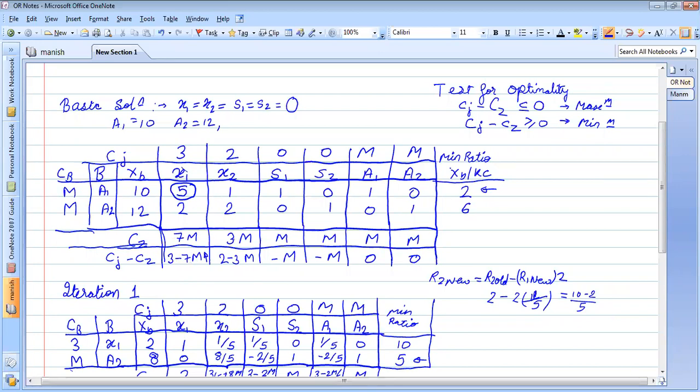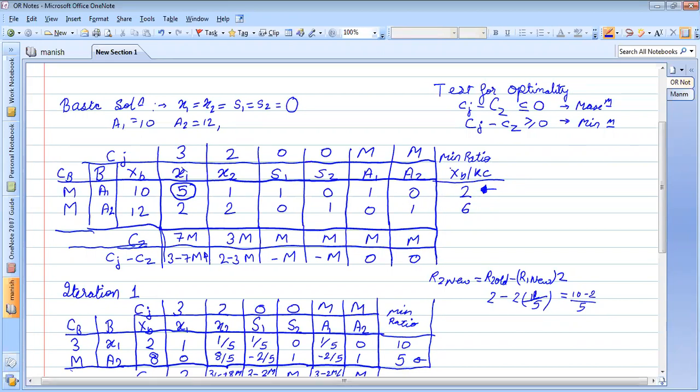So this becomes the key column. Now we have to calculate the key row. For the key row, we calculate xb divided by kc. This is 2, this is 6, which is the minimum here. Here, this remains the same. Minimum ratio, for both maximization and minimization problems, we have to select the minimum value. Why minimum value? This has minimum effect on the optimized objective function. So this will be replaced.